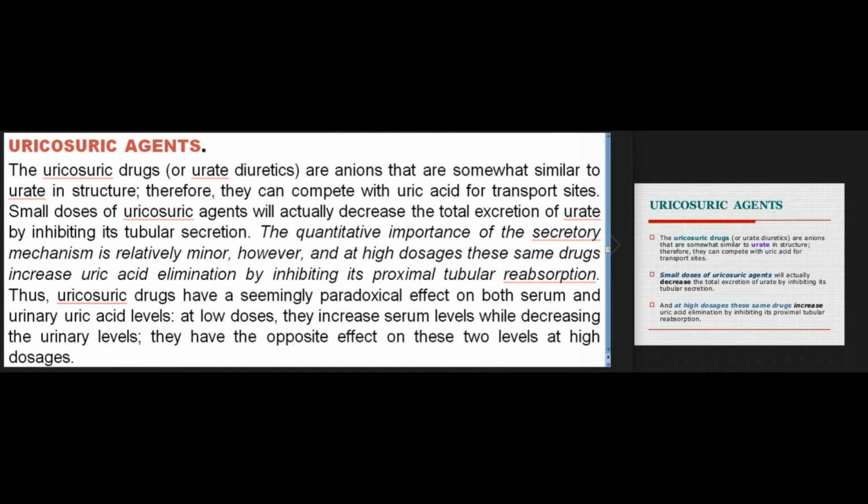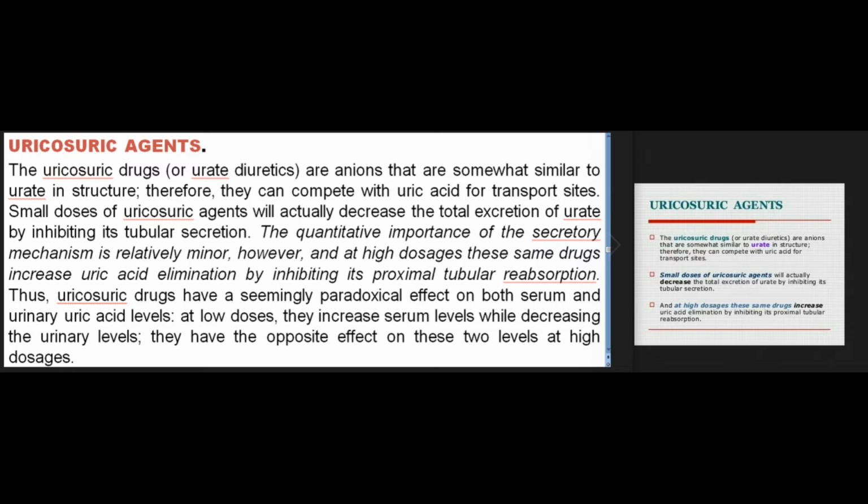Uricosuric agents. The uricosuric drugs, or urate diuretics, are anions that are somewhat similar to urate in structure, therefore, they can compete with uric acid for transport sites. Small doses of uricosuric agents will actually decrease the total excretion of urate by inhibiting its tubular secretion. The quantitative importance of the secretory mechanism is relatively minor, however, and at high dosages these same drugs increase uric acid elimination by inhibiting its proximal tubular reabsorption.